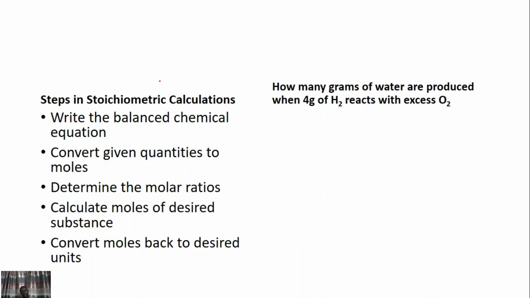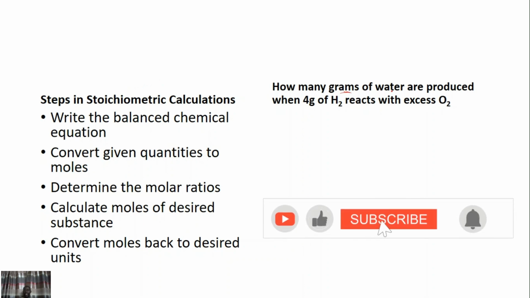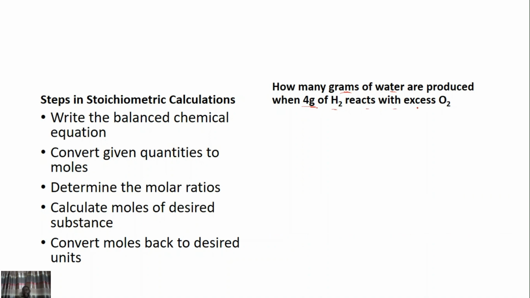Now, in stoichiometry, like I said earlier, it can be used to calculate the amount of reactants required or the amount of products. Let's go through this example so that we can have a better understanding of what I'm talking about. They ask us in this question: how many grams of water are produced when 4 grams of hydrogen reacts with excess oxygen?